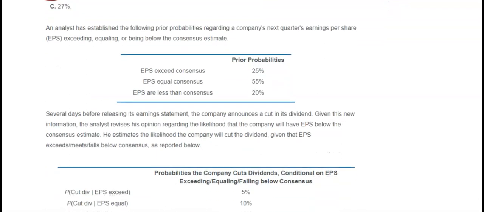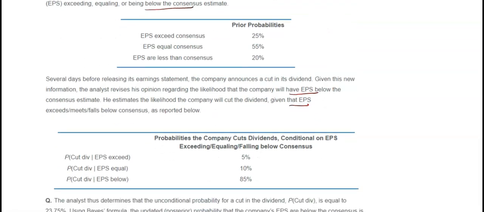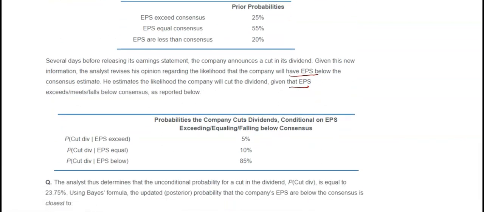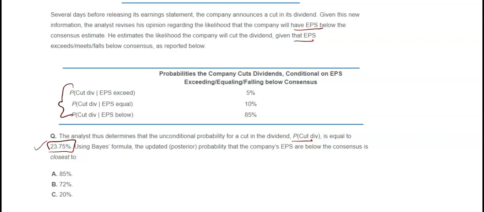An analyst has established the following prior probabilities regarding the company's next quarter EPS exceeding, equaling or falling below the consensus. Several days before releasing the earnings statement, the company announces a cut in its dividend. Given this new information, the analyst revises his opinion regarding the likelihood that the company will have EPS below the consensus estimate. He estimates the likelihood that the company will cut the dividend given that EPS exceeds, meets, or falls short. It's exactly the same question. The analyst determines that the unconditional probability for a cut in the dividend is equal to 23.75%. So the examiner was kind enough to give us the total probability of the cut in dividend. So using the Bayes formula, calculate the updated probability that the company's EPS is below the consensus.